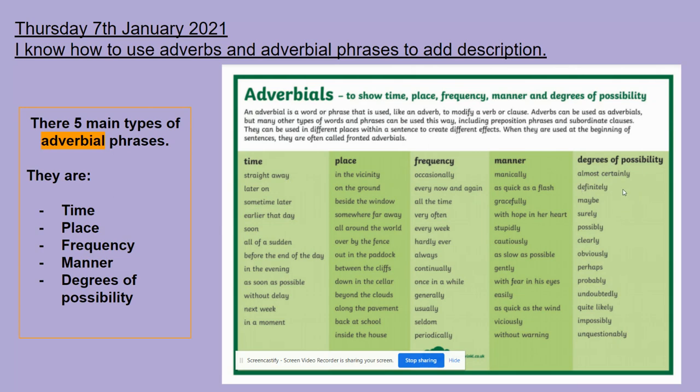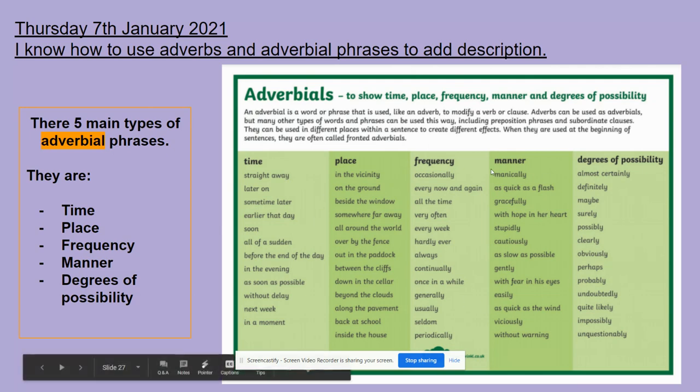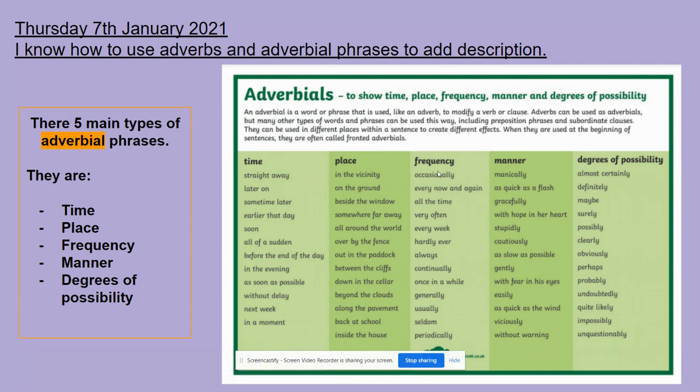And then degrees of possibility, that sounds very fancy, doesn't it? Degrees of possibility, all that means is how likely it is to happen. So obviously your teachers think you are wonderful. That means it's very likely that your teachers think that you are wonderful. And obviously is an adverb, an adverbial. So all these words are adverbs or adverbials which describe the doing word, the verb.